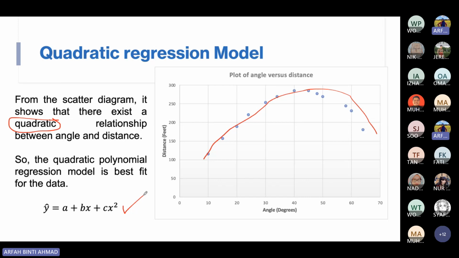Y equal to A plus BX plus CX squared. So you will have a term CX squared. In Microsoft Excel, they can't read the data directly. So we have to create a new column for X squared over there.